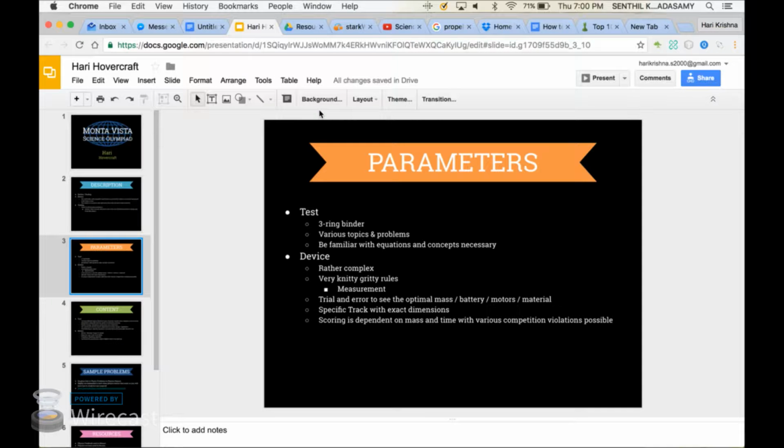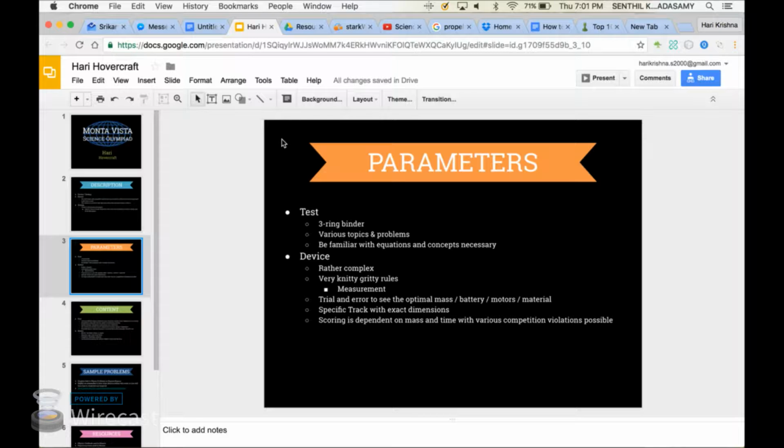So the parameters of the event, you can bring a 3-ring binder for the test. So this means that you can have notes, problems, concepts, and equations that you might need for the various test problems that you might encounter. So it's a good idea to start taking notes and doing as many problems as you can that you stumble upon. And it's not necessarily better to cram your 3-ring binder with everything, like getting a 5-inch 3-ring binder and stuffing a textbook in there.